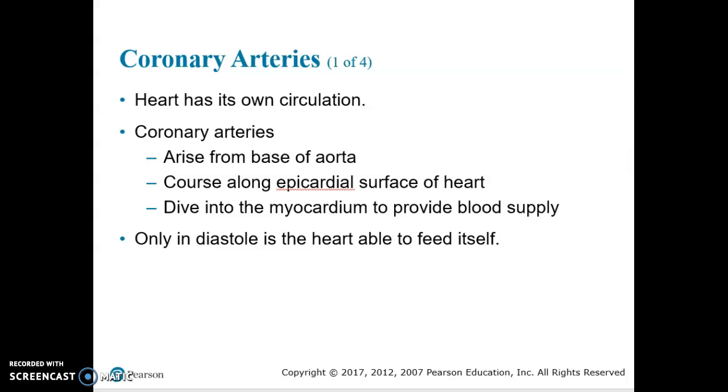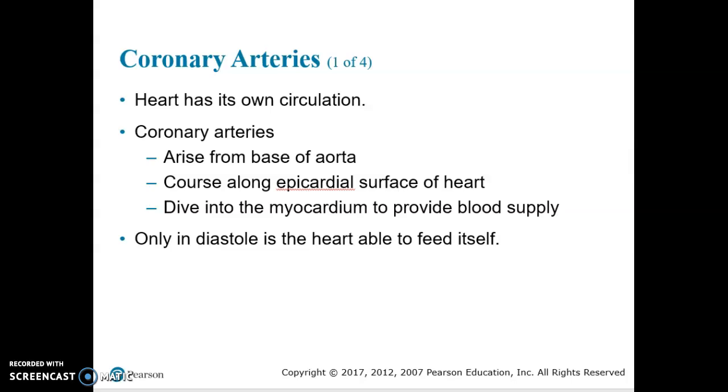So the coronary arteries actually arise from the base of the aorta, and they course along the epicardial surface, but then they dive down into the myocardium to provide blood supply. So they kind of dive down into those muscles to get blood supply.